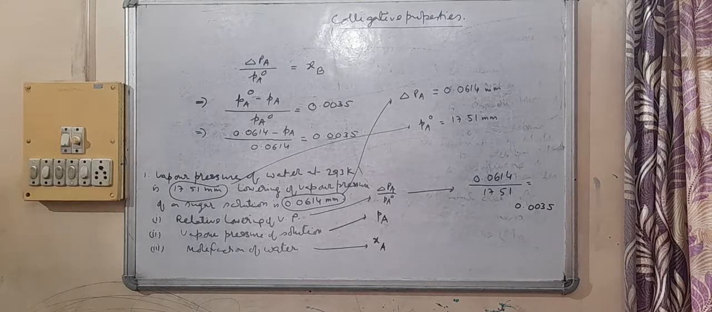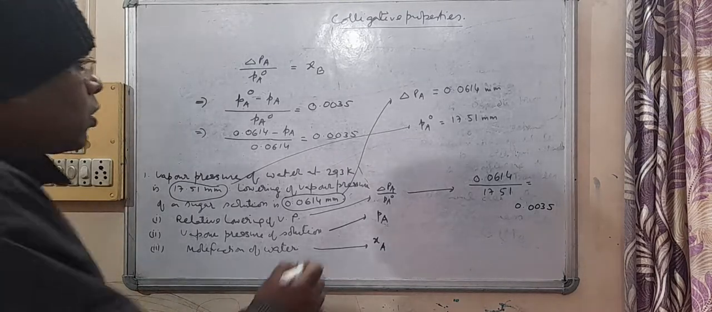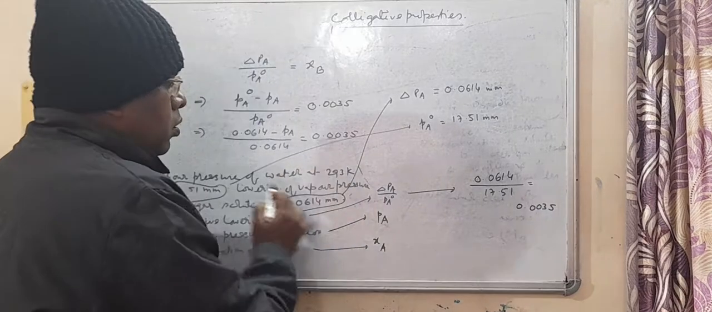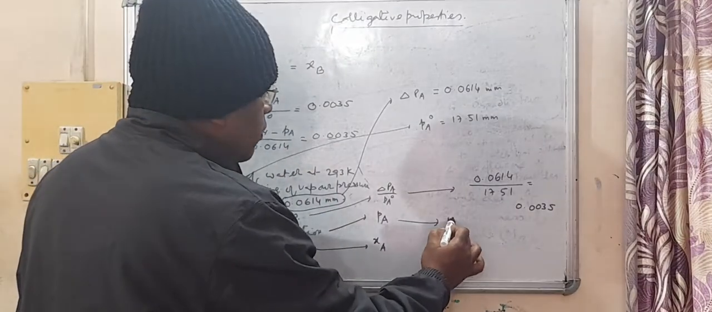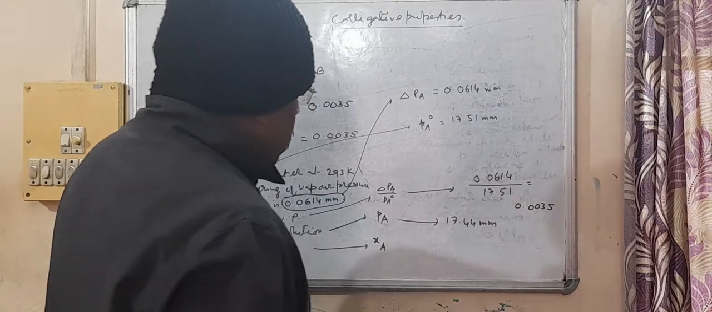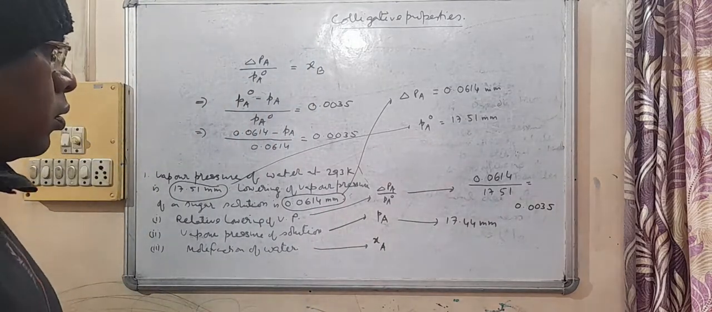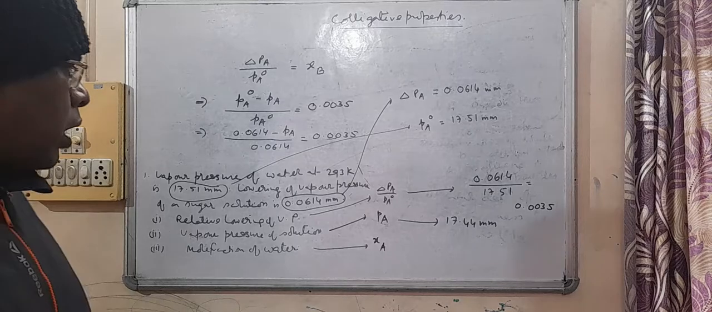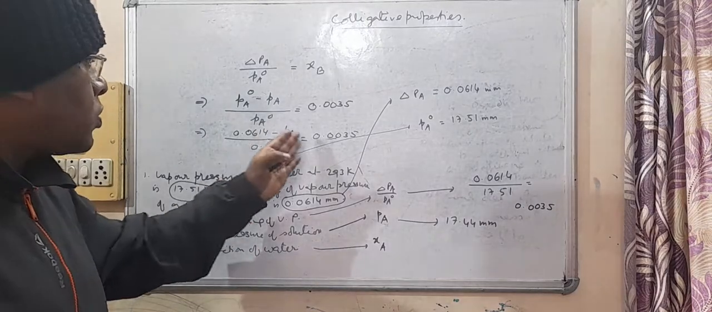PA that will come out will be 17.44 millimeter. That will be the value of PA that you will get after solving this.